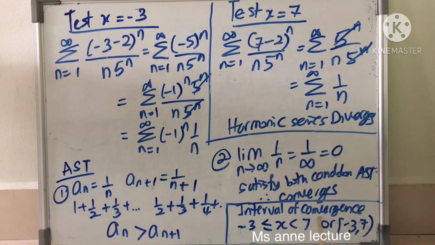So the interval of convergence has the values negative 3 and 7, where 7 is open. So x is greater than or equal to negative 3, and x is less than 7. You can write in this type, or you can also write in this type.